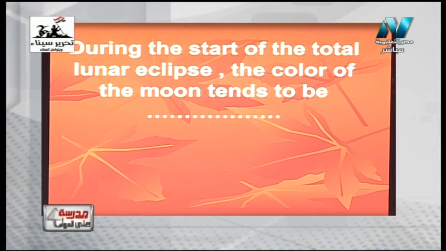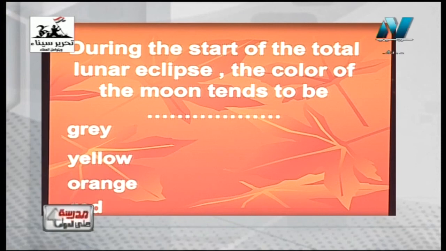Another question that says, during the start of the total lunar eclipse, the color of the moon tends to be what? لون القمر بيتحول لإيه تقريبا؟ Gray, yellow, orange, red. طبعا شكل القمر بيبان red. السؤال ده مشهور جدا في الـ give reason. نقطة مهمة جدا في give reason: give reason, the color of the moon tends to be red during the lunar eclipse. ليه شكل القمر بيبان أحمر في حالة الـ lunar eclipse؟ نكتب السؤال مع بعض.